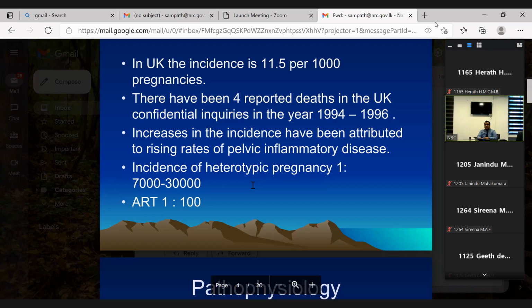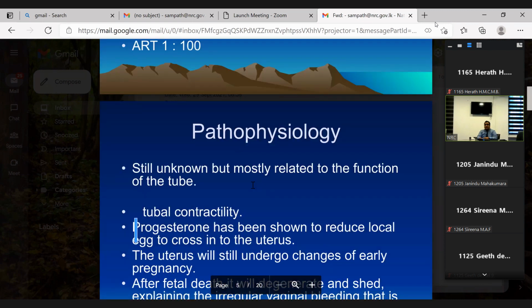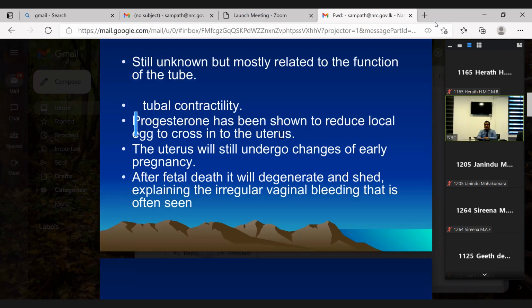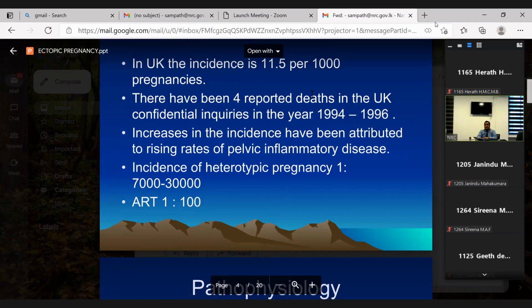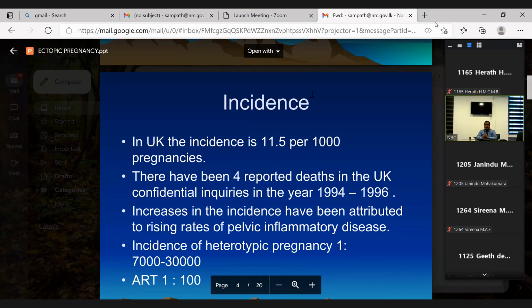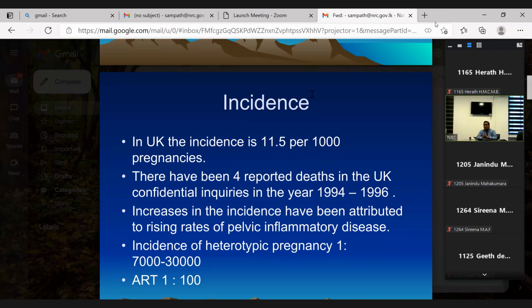And the incidence in the UK is 11.5 per thousand. Now it has become 12, I think, more or less. The problem is that these patients are generally sexually active young girls who have multiple partners, and they get infected with chlamydia. Chlamydia is one of the notorious infections for a girl to have, because it is invariably associated with ectopic pregnancies.